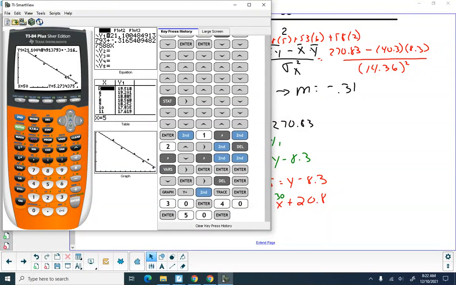Now, if you go to another class and you're graphing an equation and you get an error, how you solve that problem is your stat plot is on, and it does not like having your stat plot on as you graph another equation. So what you will have to do if you get an error is just go turn your stat plot off.